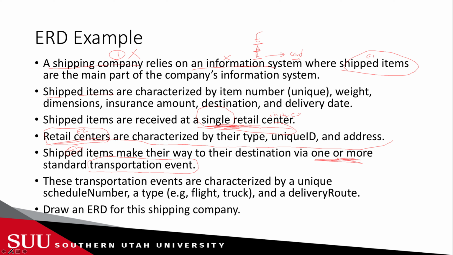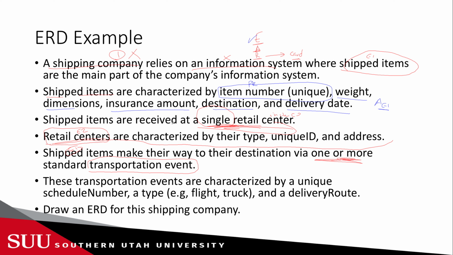Now let's choose another color. Let's go blue for attributes right now. Now I'm done extracting all entities. My next step is to extract attributes. Let me deal with the first entity, shipped items. These are characterized by item number, which is unique, so this is going to be my primary key. And then I have weight, which is one attribute, dimension, insurance amount, destination, and delivery date. These are all attributes of entity 1.